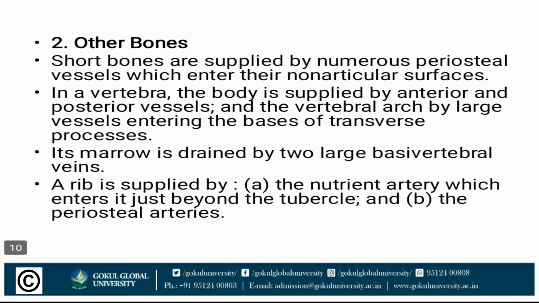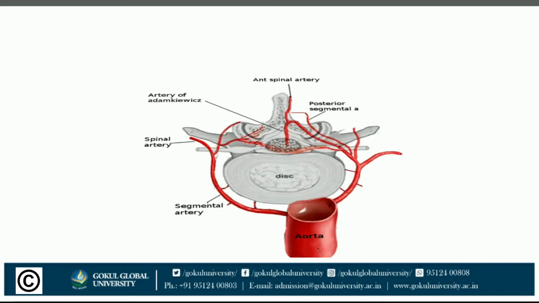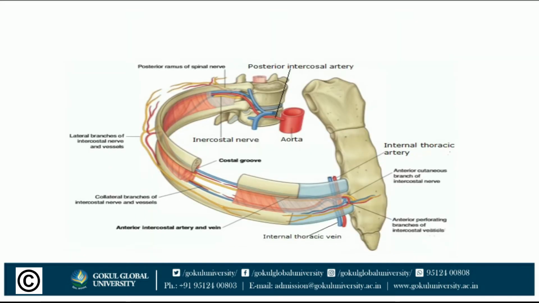Its marrow is drained by two large basivertebral veins. A rib is supplied by the nutrient artery, which enters it just beyond the tubercle, and the periosteal arteries. Blood supply of ribs: anterior intercostal artery and vein, internal thoracic artery.